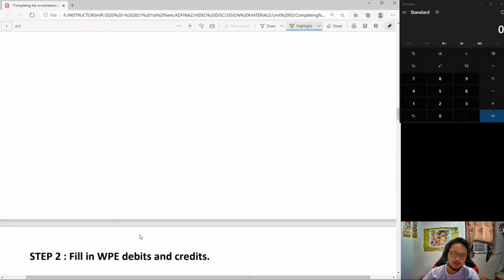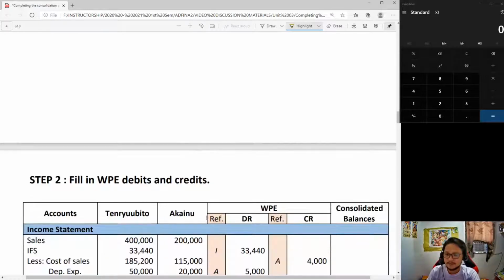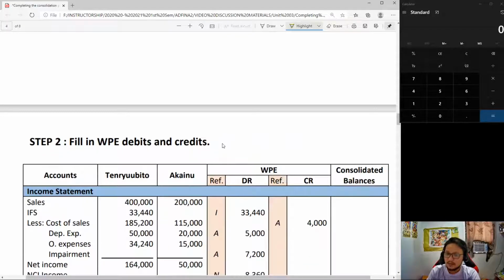Step 2. In your step 2, you will fill in the working paper entry debits and credits. That means, yung sogrina natin, yung working paper entries natin, we will have to fill in all the debits and all the credits in these two columns. Nakopya na natin yung data na given. This time, we will have to fill in the working paper entries.